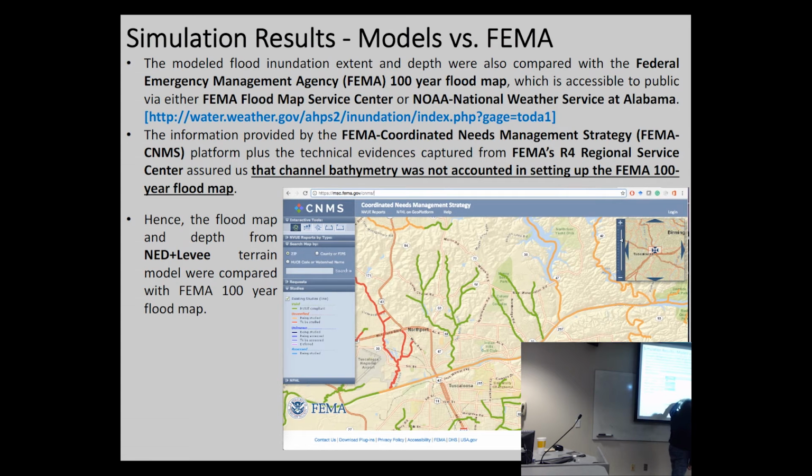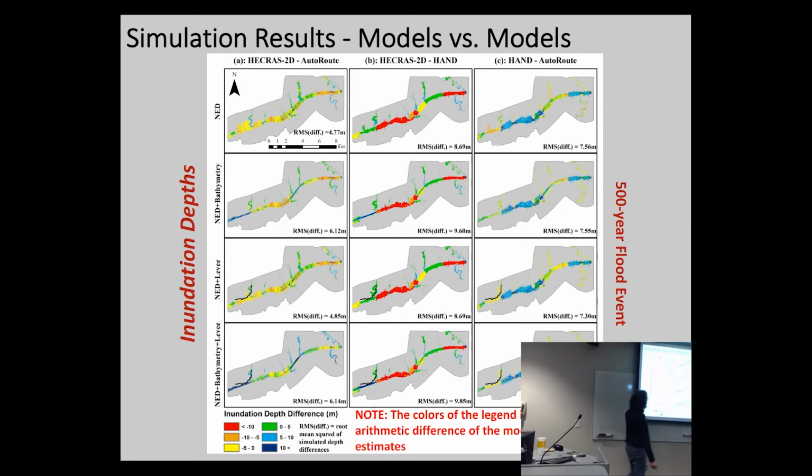I communicated with this agency, the Region 4 Regional Service, whose center is located in Atlanta for this southeast region. They did not sharply say they did not take into account the channel bathymetry, but I could understand from their intention that for that particular domain they did not. The channel bathymetry was not included in FEMA flood map products for that Blackwater River segment, shown in orange. That gave me the hint that if they produced something for the 100-year flood event for that domain, they did not take into account channel bathymetry. Therefore, if I want to compare our model results with FEMA, we need to just take into account those products that are associated with NED plus levee, because they did take into account the levee.